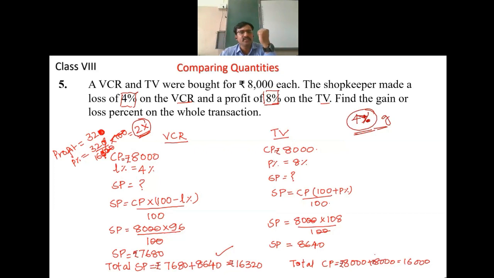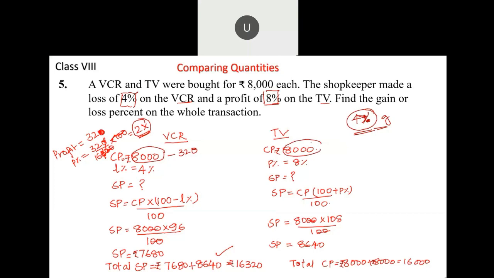Loss on VCR is 4%. 4% of 8,000 is 320. And profit on TV is 8%, and 8% of 8,000 is 640. We can subtract: 640 minus 320 is 320. Directly we can do 320 divided by 16,000 into 100, which is 2%. From this, you will be subtracting 320. To this, you will be adding 640.